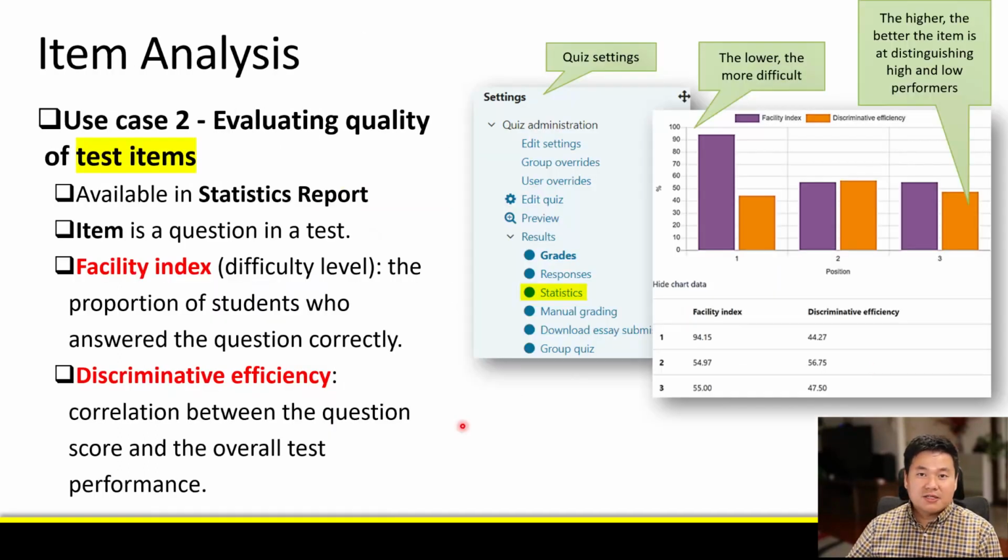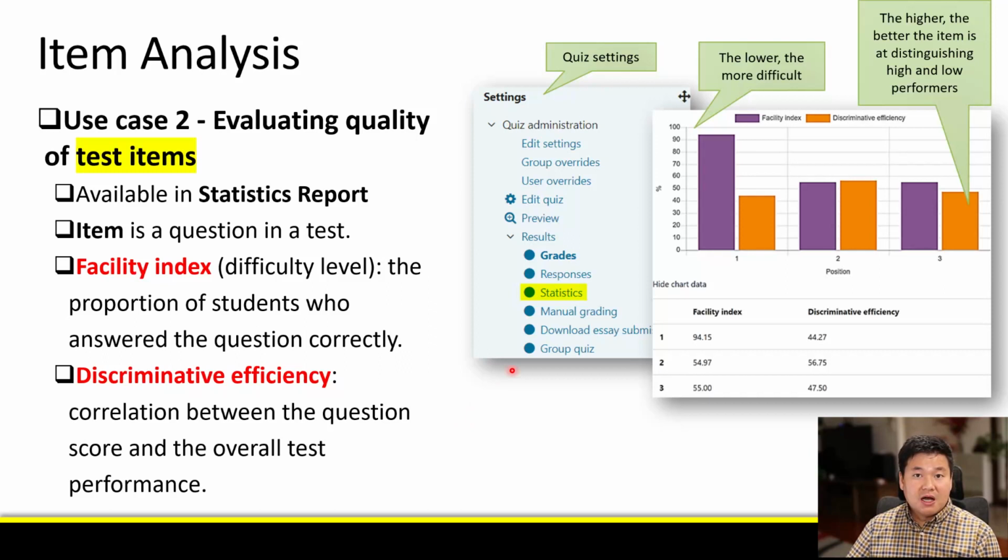Now, moving on to the heart of our discussion, item analysis. This is where we turn our focus to the test itself. It is not just about individual scores. It's about examining the quality and effectiveness of each question within a test. Are the questions fair? Are they too easy or too difficult?